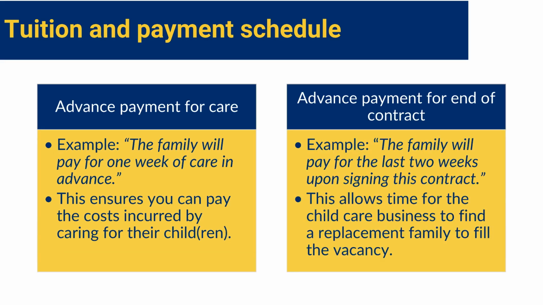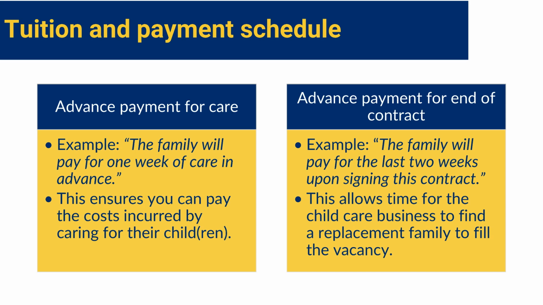The second clause addresses advance payment for end of contract. For example, the family will pay for the last 2 weeks upon signing this contract. This amount is non-refundable and is not contingent on if the family gives written notice. A standard practice is to ask families for a 2-week notice before ending the care arrangement. This allows time for the child care business to find a replacement family to fill the vacancy.